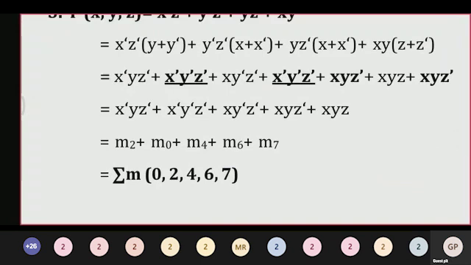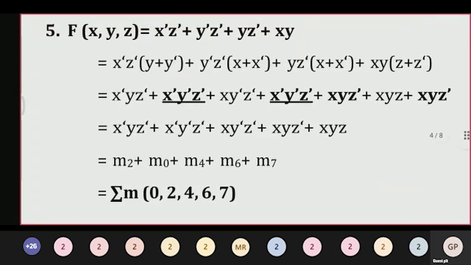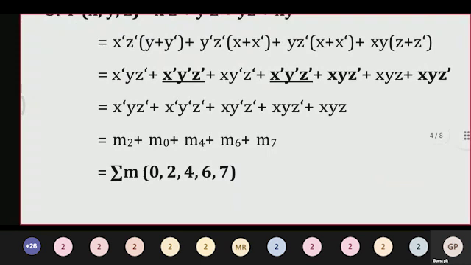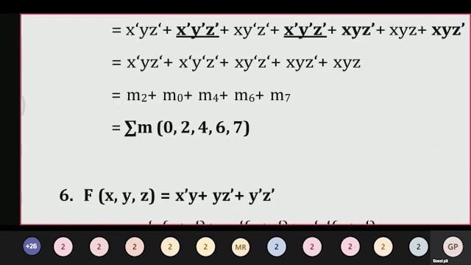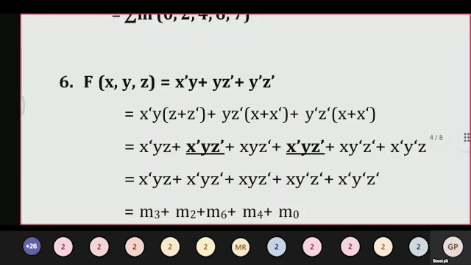X bar y z bar is nothing but 0, 1, 0. 0, 1, 0 means min term M2. X bar y bar z bar is 0, 0, 0. 0, 0, 0 corresponds to the min term M0, and x y bar z bar corresponds to the min term M4, and x y z bar is nothing but 1, 1, 0. 1, 1, 0 is nothing but min term 6, and x y z is nothing but M7. Finally, you need to write all the min terms. So, summation of min terms 0, 2, 4, 6, 7.